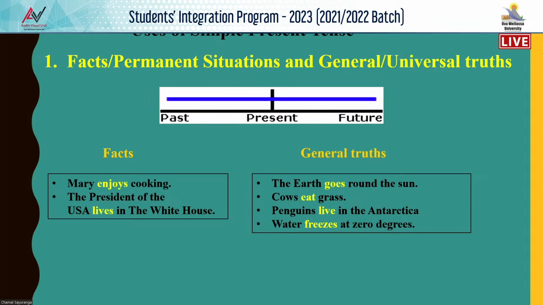So, when you have to talk about those things, please make sure to use simple present tense. If the subject is singular, please make sure to include s, es or ies based on the ending of the verb and go on. Water is singular, therefore freezes, not freeze, es is at the end, at 0 degrees. It is a universal truth. Water freezes at 0 degrees. Therefore, you have to use simple present tense. Is that clear? Yes, okay. Then, that's the first usage of simple present tense, and then I am moving to the second one.